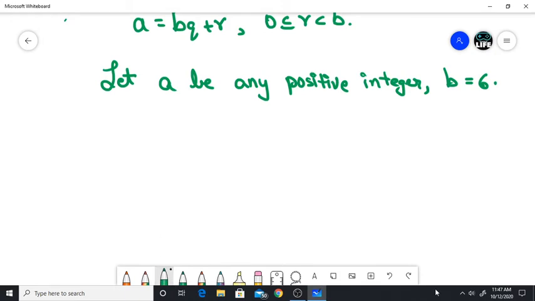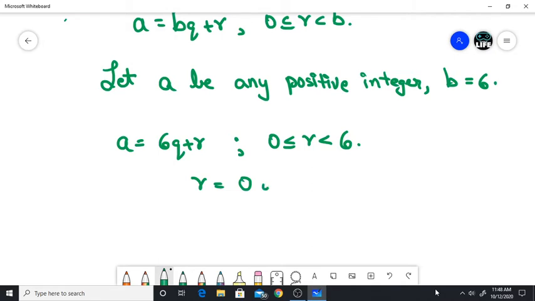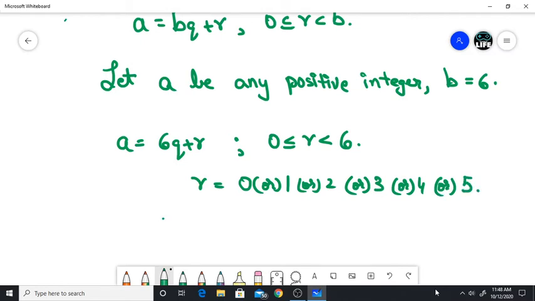b equals to 6. Now a equals to 6q plus r. Therefore 0 less than or equals to r less than 6. Since r should be less than 6, r equals to either 0 or 1 or 2 or 3 or 4 or 5. That's it, only up to 5. Okay, now let's check what if r equals to 0.